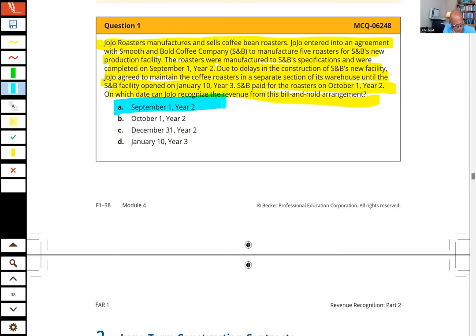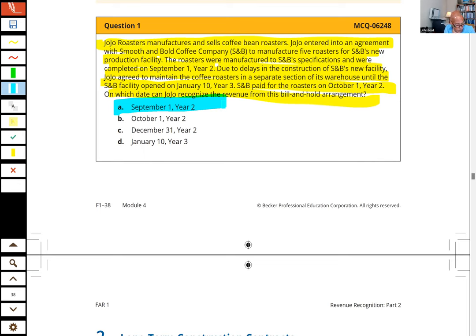Now, some of you picked January 10th, which I can't understand, because that's not cash accounting. Or some of you said October 1st, which, we're not on cash accounting, so there'd be no reason to choose October 1st. Some of you maybe picked January 10th because you were thinking that we had to meet all of the criteria that we mentioned on the earlier pages. You can't assume a criteria that isn't there.